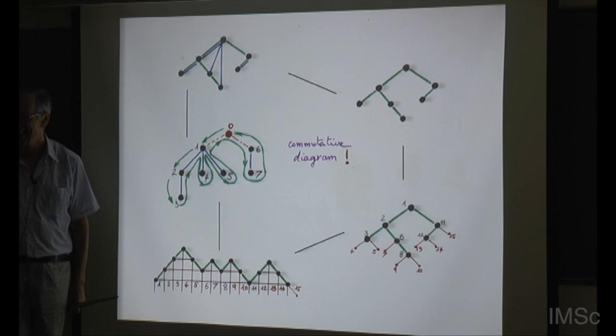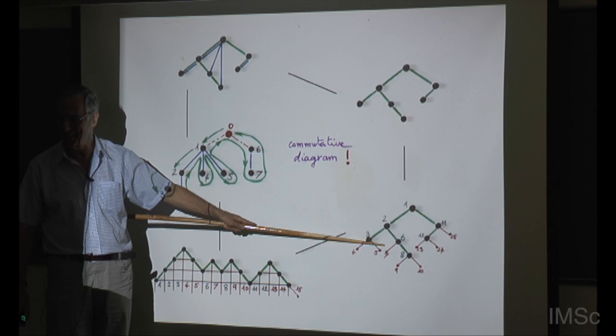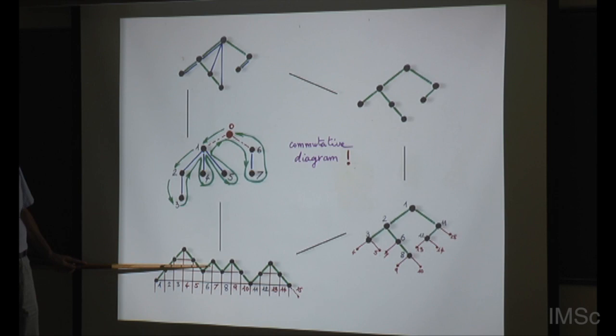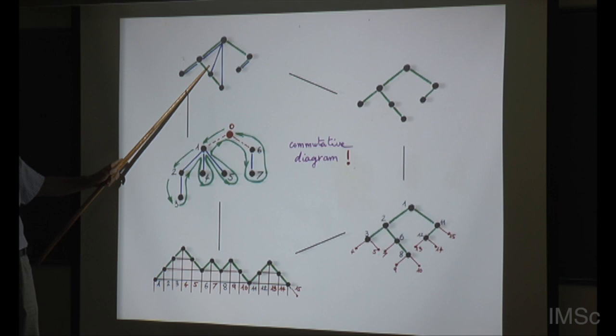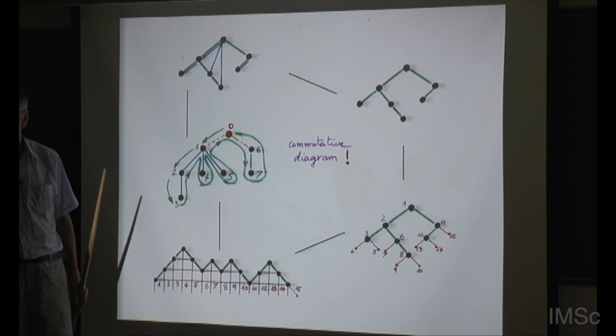This is a commutative diagram. So you have a binary tree. You extend it to get a complete binary tree. You get a Dyck path. The Dyck path gives you a coding of a forest or of a planar tree. Planar tree, you have the coding with the right rotation getting a binary tree, and you go back to this. So the diagram is commutative. The word Catalan garden is well done. It's a beautiful garden.